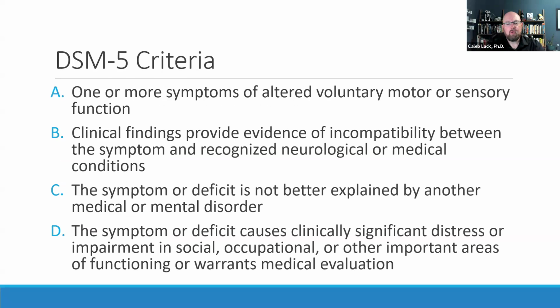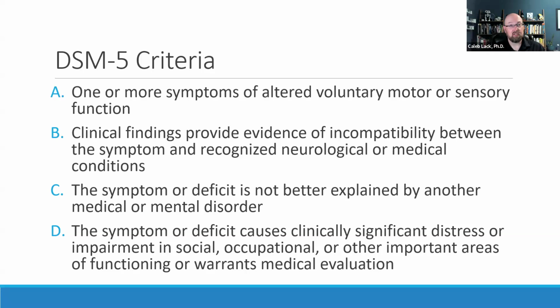So most of us are probably going to be doing diagnostic work according to things like the DSM. So I wanted to make sure that we understood what the criteria were for that before we got into the rest of everything today. In the DSM-5, and the 5-TR didn't change this at all, your very first aspect for diagnosis is that you have to have one or more symptoms of altered voluntary motor or sensory function.